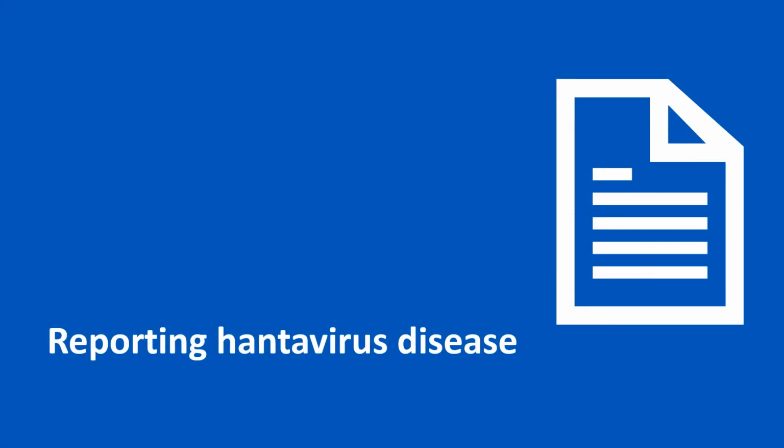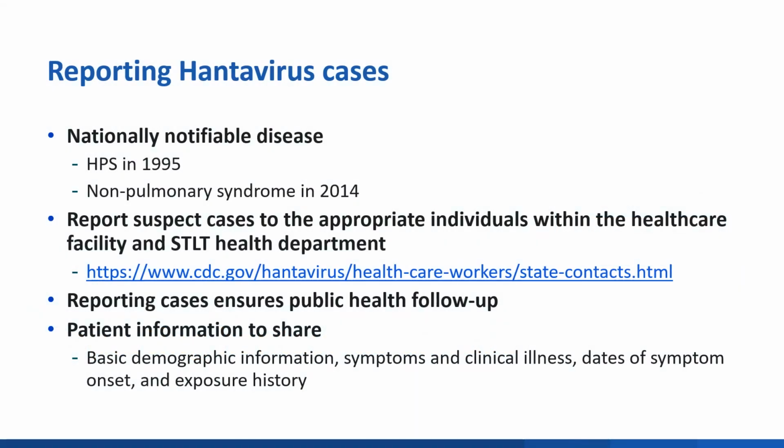I will now discuss reporting hantavirus disease. HPS became a nationally notifiable disease in 1995 and is now reported through the Nationally Notifiable Disease Surveillance System, or NNDSS, when there is a clinically compatible case of HPS with laboratory evidence of hantavirus infection. This was expanded to include non-pulmonary hantavirus infection in 2014. This begins by reporting patients with high suspicion of hantavirus infection to the appropriate people within the healthcare facility and the state, tribal, local, and territorial health department.